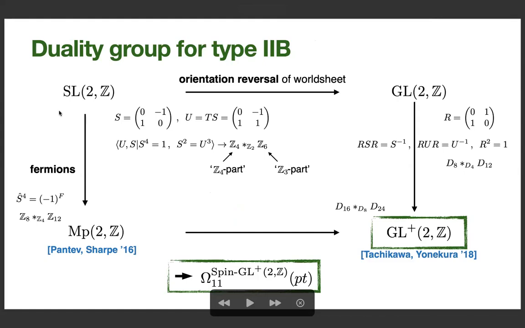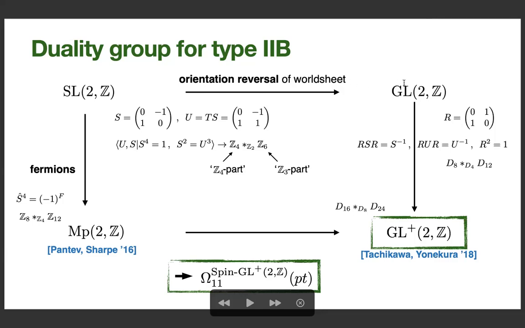And as for the tangent bundle or for rotations, if the fermions are transforming under a symmetry, you usually have to associate a double cover. The same is true here. So instead of SL(2,Z), we have to extend to a non-trivial double cover, which is also called the metaplectic group. But at the same time, there's another symmetry that we can include, which is the orientation reversal of the string worldsheet. And this extends SL(2,Z), containing now a sort of reflection symmetry that has a determinant of minus one, to GL(2,Z). But of course, the real answer is really the combination of the two.